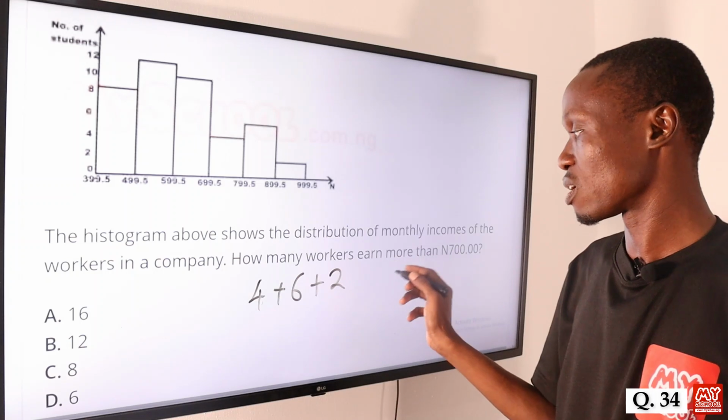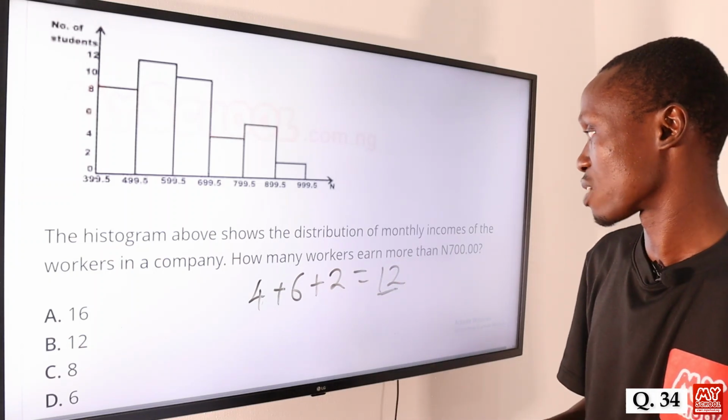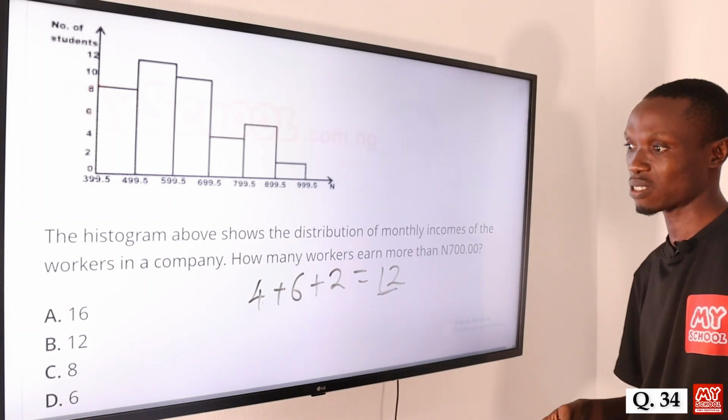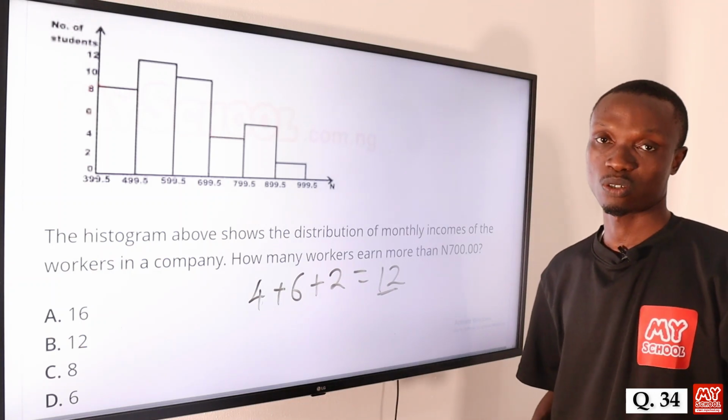So if we add it together, we are going to be having 12. Okay, so we have 12 workers who are earning more than 700. So that makes option B the correct answer to this question.